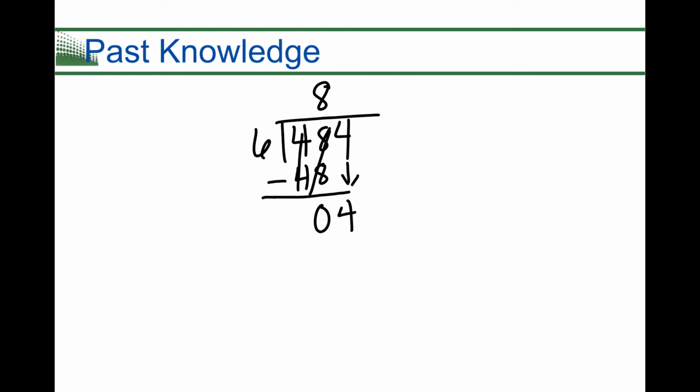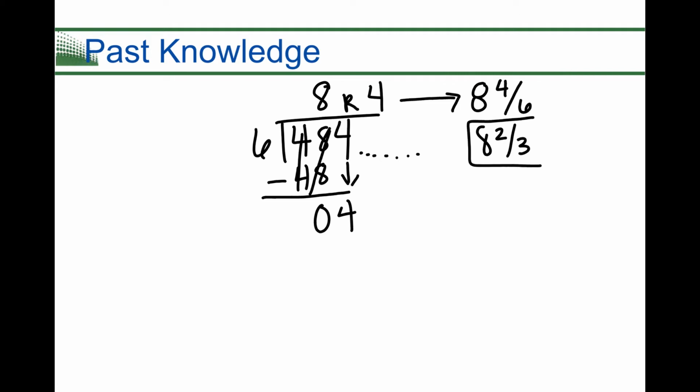Then you say, okay, does 6 go into 4? No, 6 doesn't go into 4. There's nothing else back here for me to bring down. So then you would just come over here and you would say, okay, that's a remainder of 4. Then when you learned and got good with it, you would say, oh, that's 8, and then you would do 4 over your dividing by, which was 6. So 8 2/3. If you remember that from back in the day when you're working with long division, that's going to help you with what we're doing here.